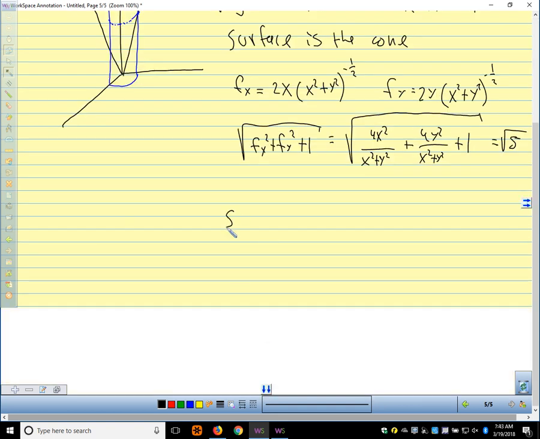And our surface area is going to be the integral from 0 to 2 pi, the integral from 0 to 2, square root of 5, r dr d theta. I didn't evaluate this one. Oh my goodness. Yeah, left to the reader as an exercise. It should be similar to the last one.